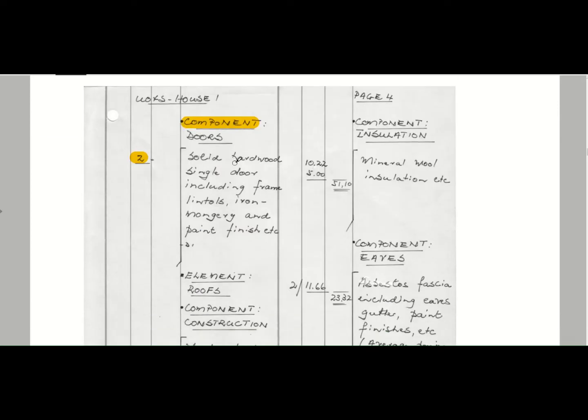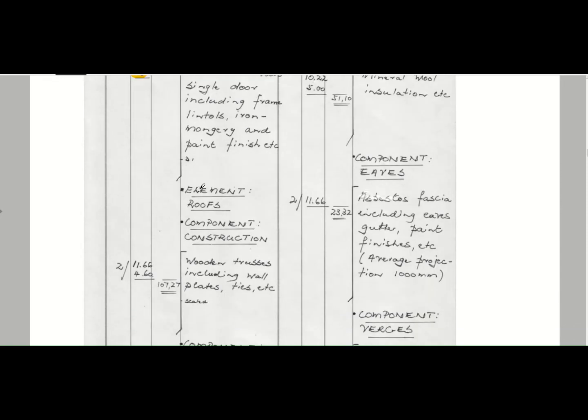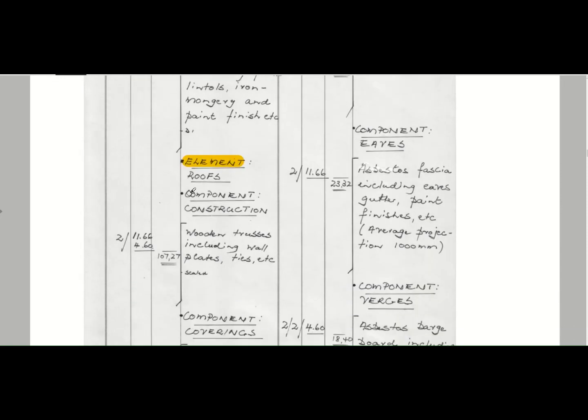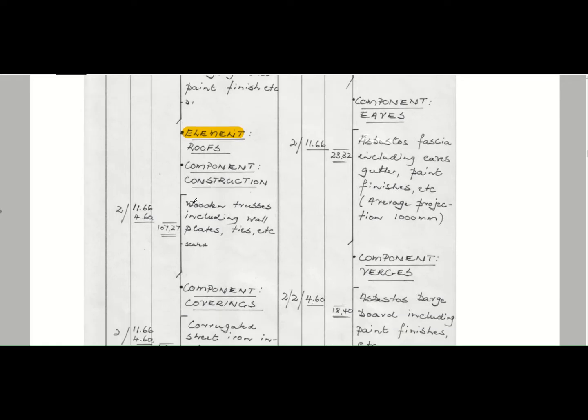Okay, so then you've got your doors, you've got your element, your roofs, component construction, wooden trusses that you measure, including wall plates, ties, etc. And here they've measured it in length, and you've got 2, so you can see it's measured over the length of your roof.